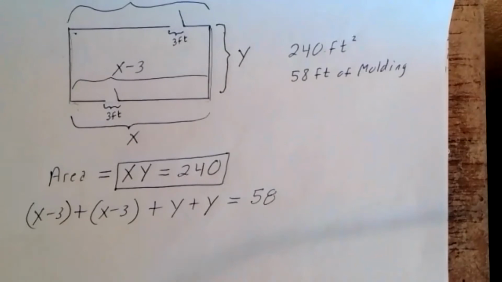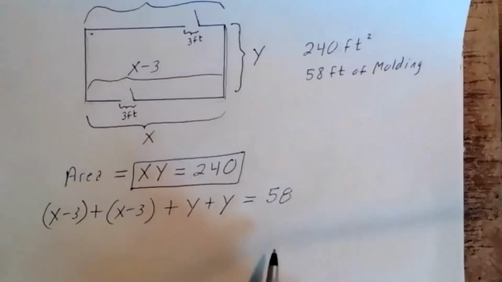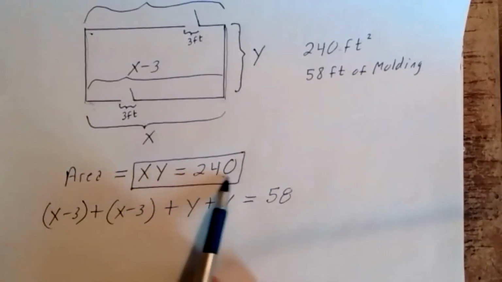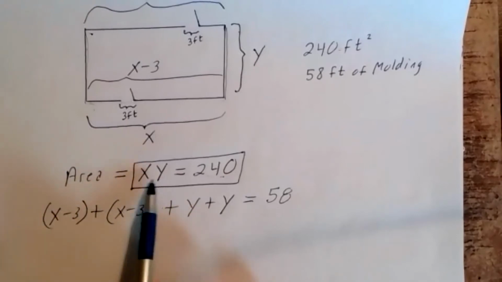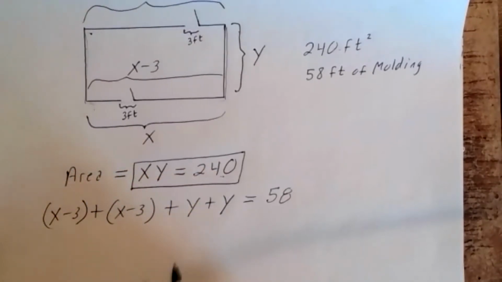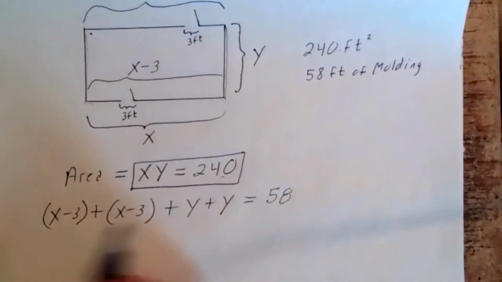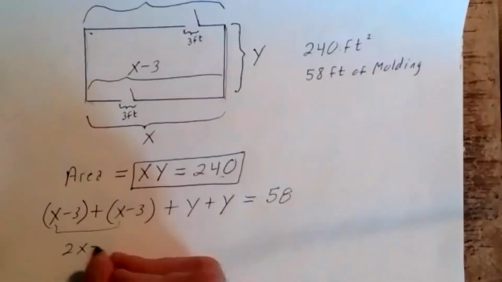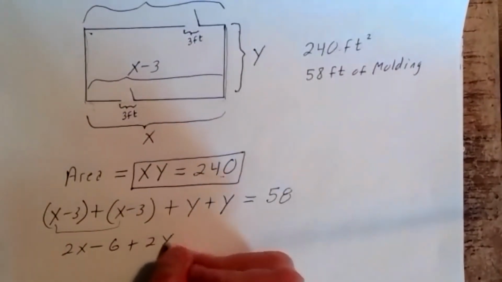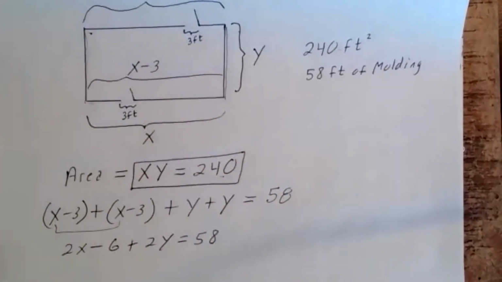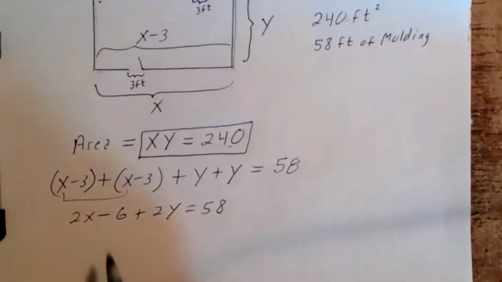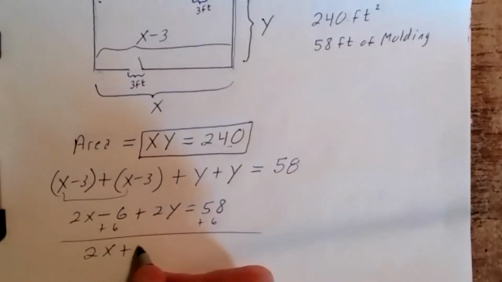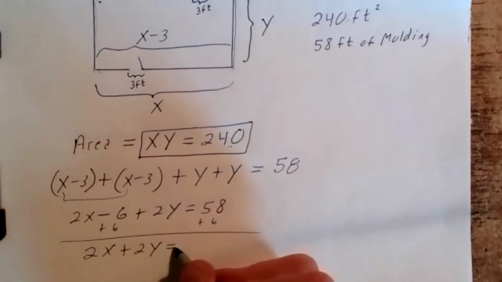So now we have developed a system of two equations and two unknowns. I was about to say linear equations. This one is, but this is not a linear equation. So this is a nonlinear system. All right, so the second equation, upon cleaning it up, we got x plus x is 2x, negative 3 minus 3 is minus 6, y plus y is plus 2y, and we got 58. Further cleaning up of this second equation by adding 6 to both sides to get this equation in standard form, we would have 2x plus 2y is equal to 64.